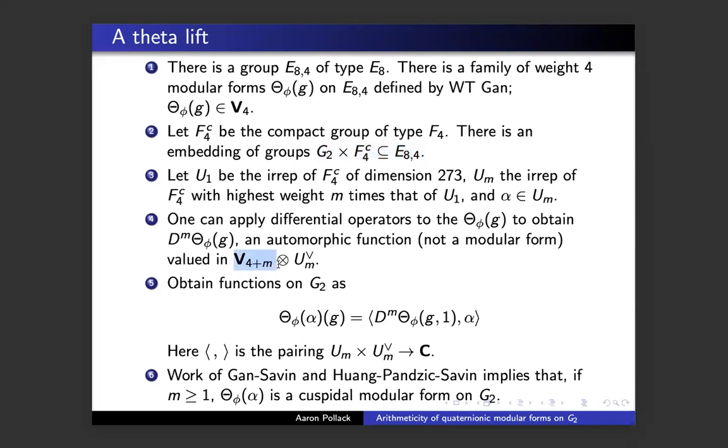Okay, and so it follows from work of Wietekan, Gan, and Gordon Savin and Huang Pengzig Savin that this theta phi of alpha is in fact a cuspidal modular form on G2 of weight 4 plus M. So this is some way of creating cusp forms on G2 from data on F4 and on E8 using the dual pair G2 times F4 in E8.